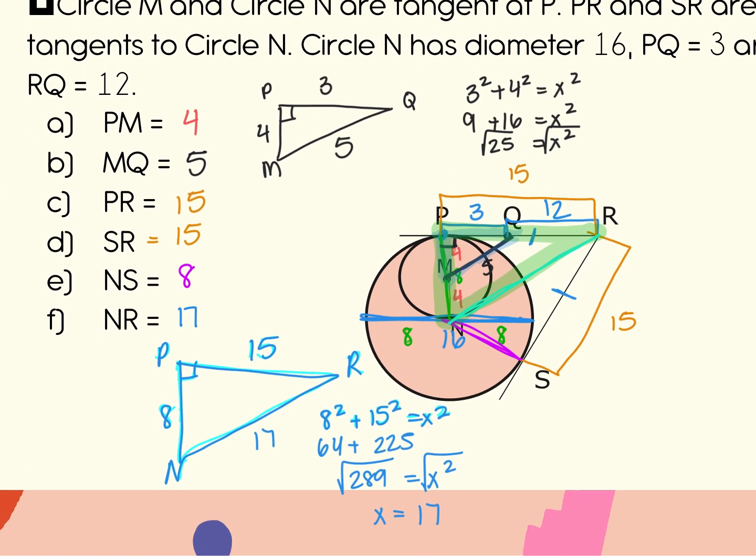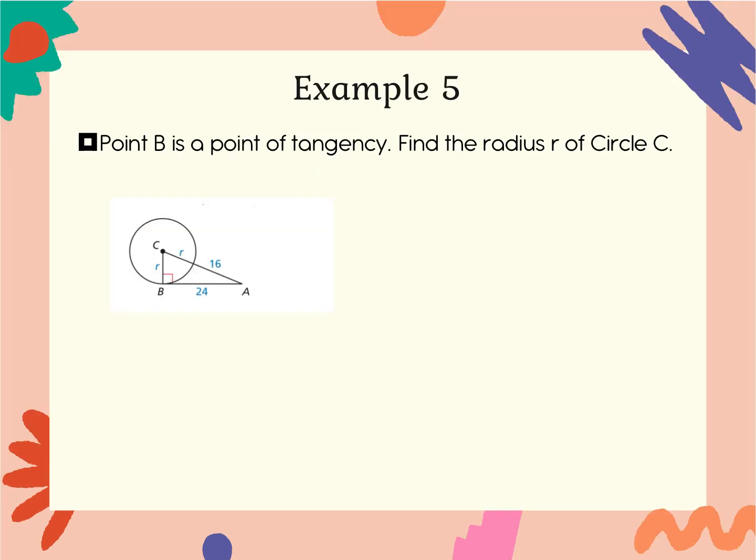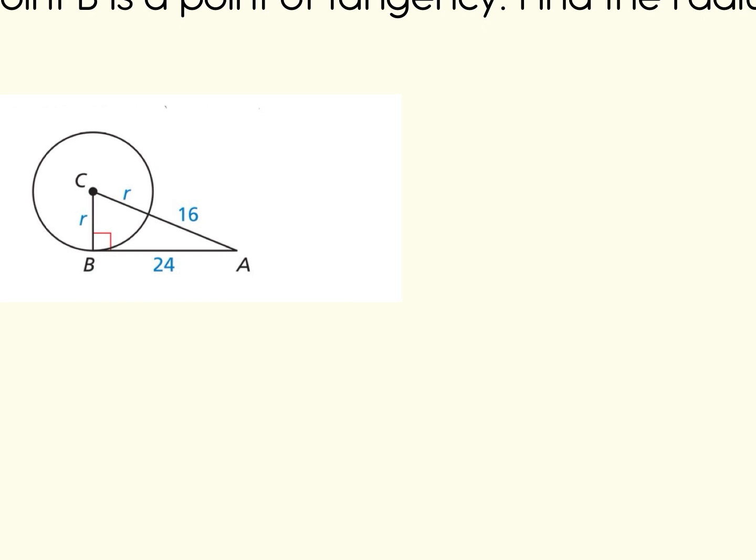All right, this is a lot of information on one circle. Yes, you will be given some sort of questions like this on your quiz. So you have to know how to identify information. All right, looking at this question, it says point B is a point of tangency. Find the radius of circle C. When you're given something like this, please pay attention to how you're solving this, because some people are going to mess up on this because they forgot their algebra skills.